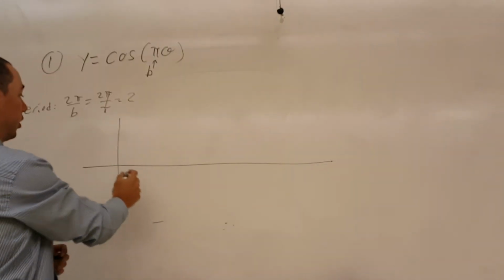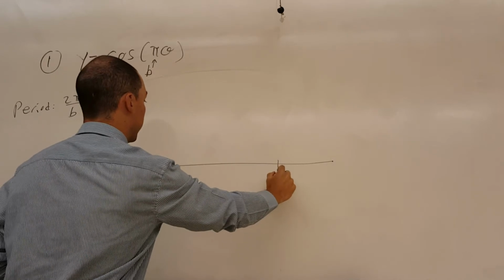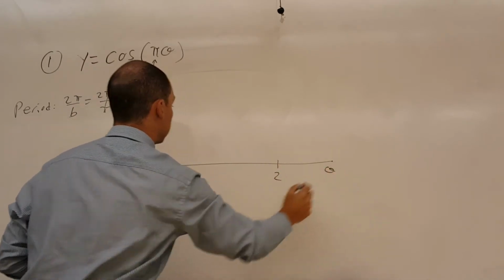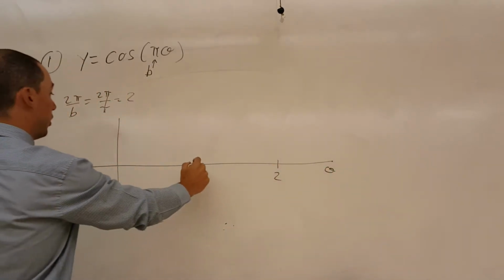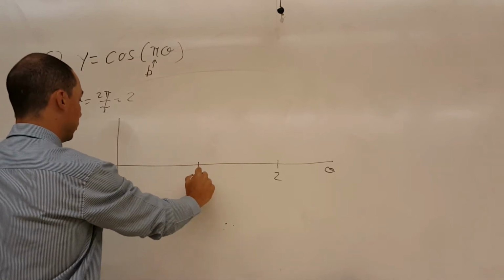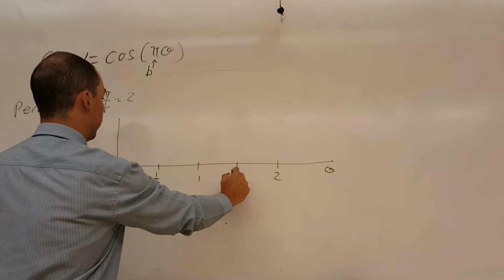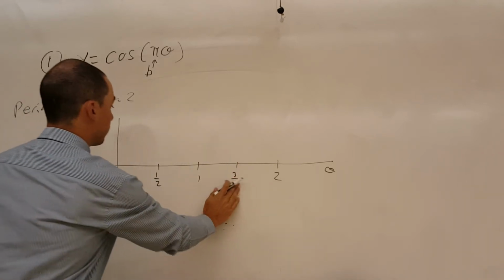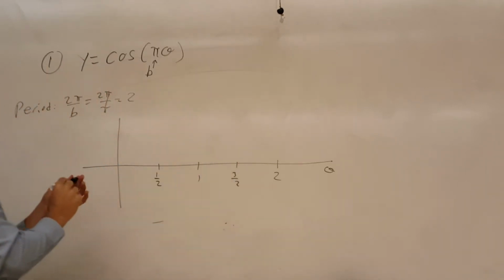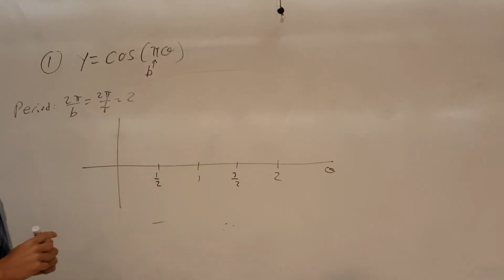So I'm going to graph from 0 to 2 on my theta axis. All right, cut that into 4 equal sections. So 1 here, 1/2 there, and 3/2 there. Okay, so we're graphing positive cosine of pi theta.